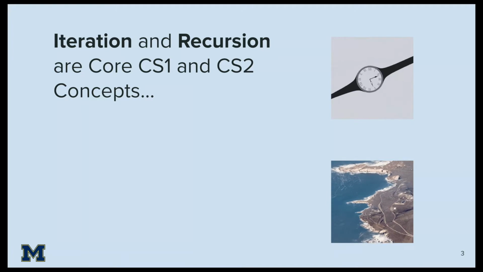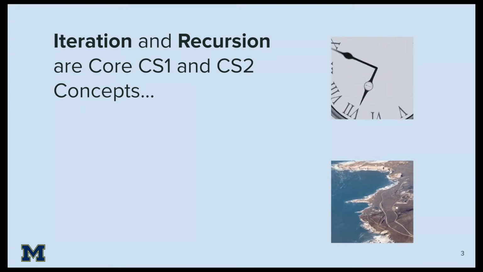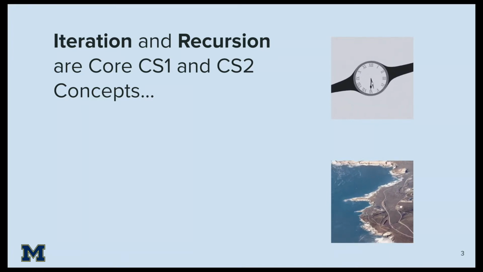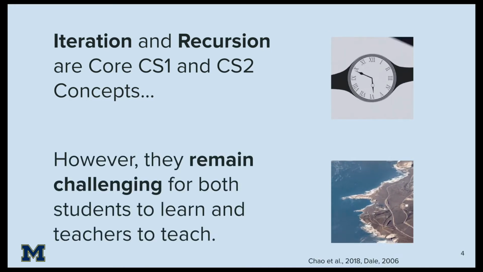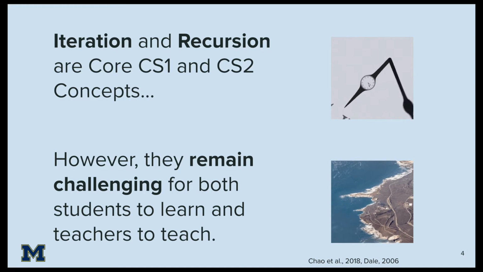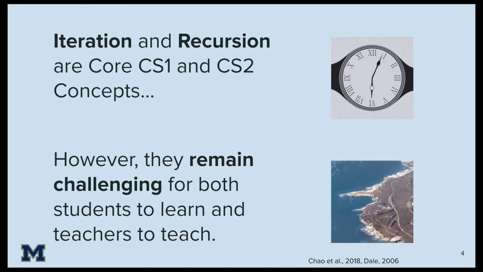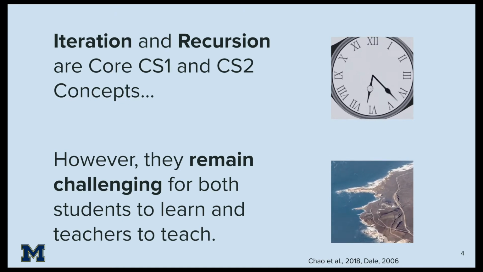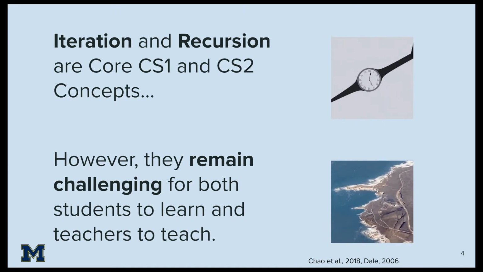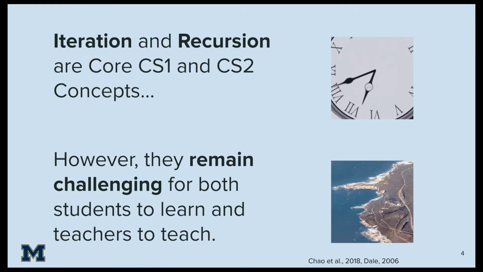Okay, so to start, let's talk a little bit about the motivation for our research. Iteration and recursion are core concepts in introductory computer science. However, they remain challenging for both students to learn and teachers to teach. For example, in a 2006 survey, CS1 instructors identified recursion and loops as two of the most problematic areas to teach.